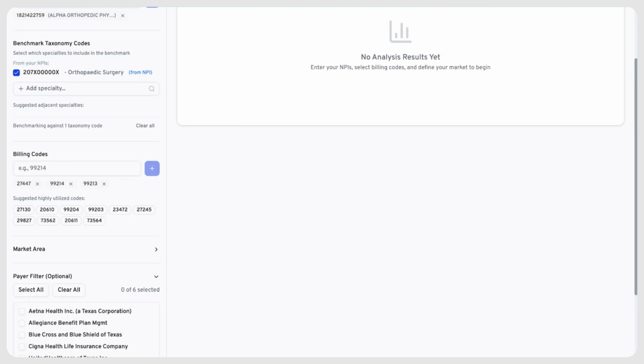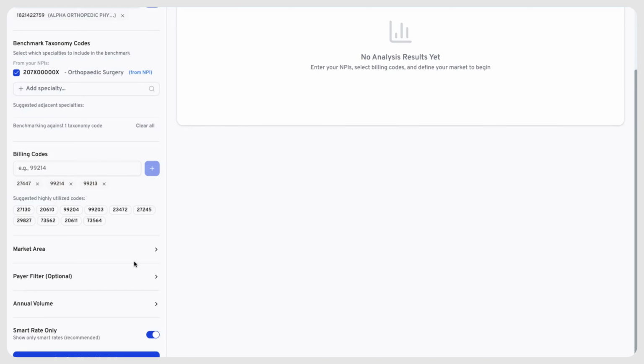I will not limit this by payer, but I could. Here, I'm just going to let it run across all the payers in the market, but if I really was interested in one of them, I could limit it to that.